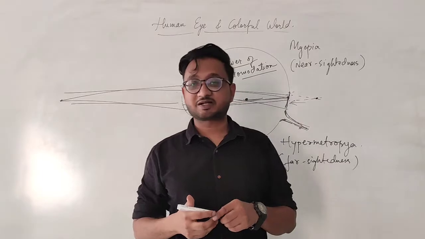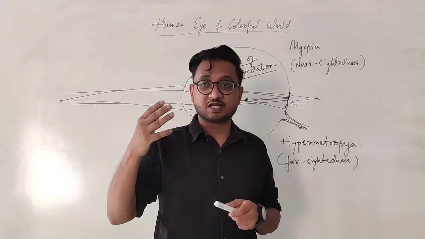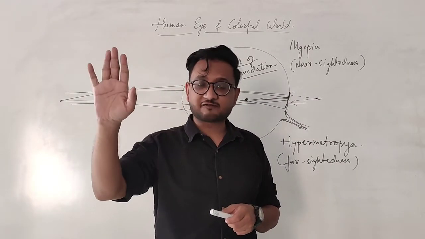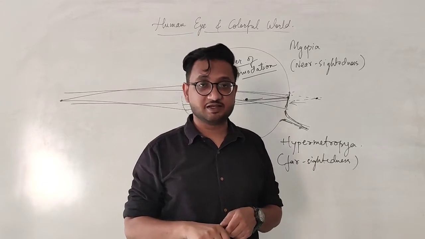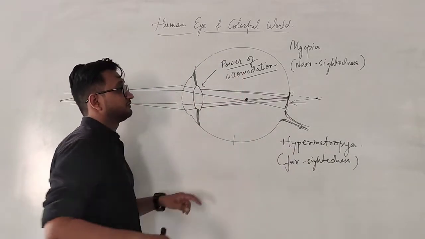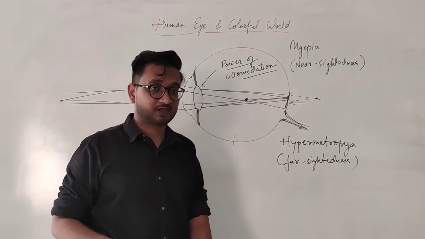Okay? Those who are wearing spectacles know that if they remove the spectacles, they will see far away objects as foggy and blurry, they are not able to see. So this is the reason, the focus point is not on the retina.